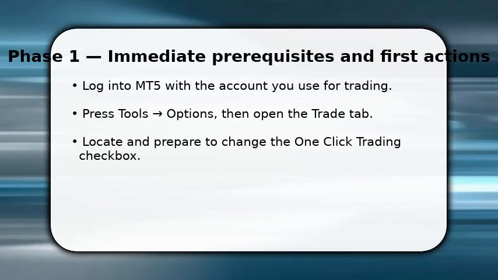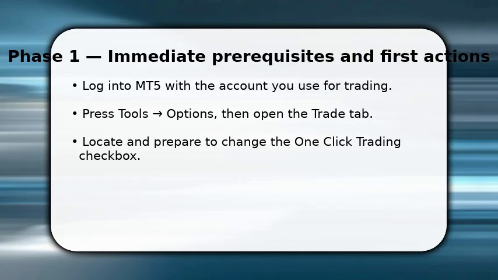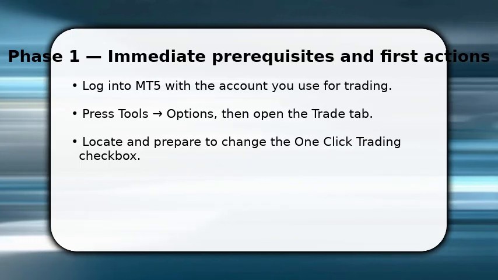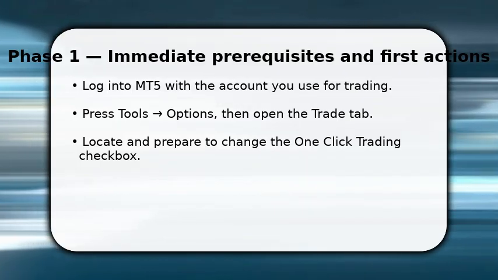You've logged into MT5. Now act. Open the Tools menu and choose Options, then switch to the Trade tab. You want to target the one-click trading control. That checkbox enables instant market orders. Once located, uncheck it to stop single-click execution immediately. Do this because one-click bypasses confirmation dialogues and causes accidental fills.